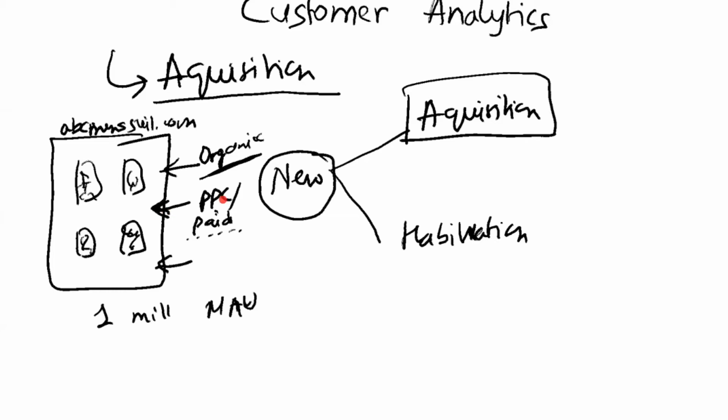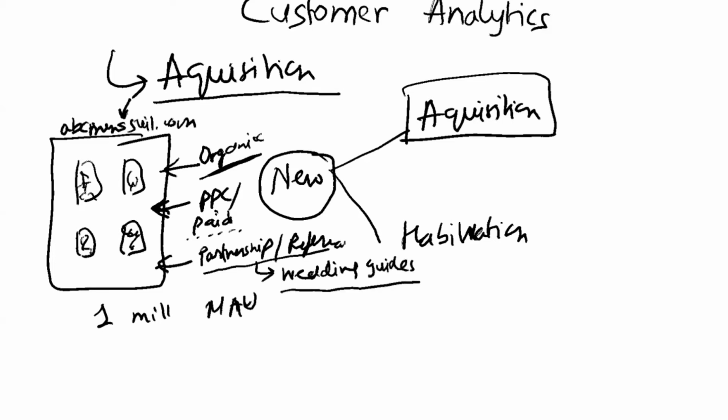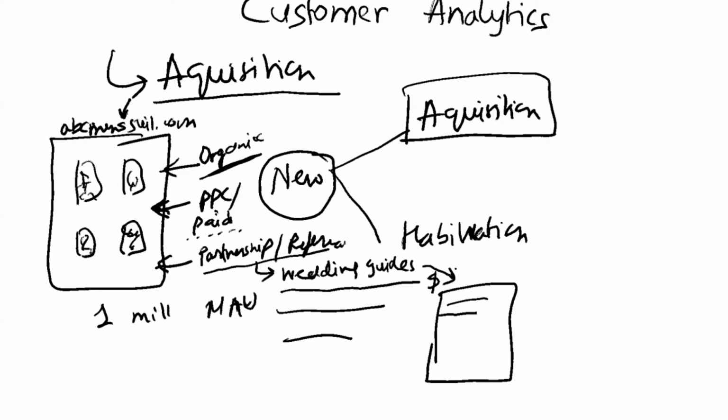There's organic, PPC, and then there's what you can think of as partnership or referral for your company. Given that you're selling men's suits, you might be partnering with wedding guides, where when people start planning for a wedding, they go to wedding guides, and from there they know that they would need suits. Sometimes you are paying some money, or sometimes it is also free, but you're buying a banner on those websites. So on some ABC wedding guides, you have bought a banner which takes people to your abcmenssuit.com.